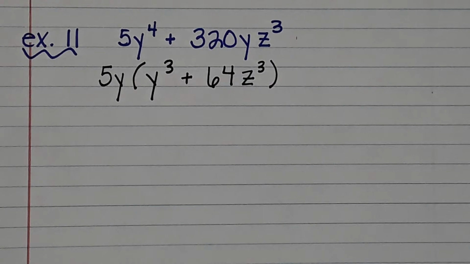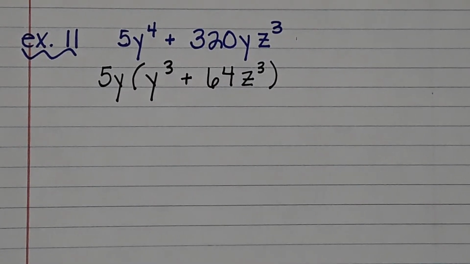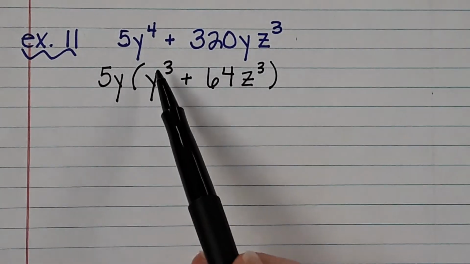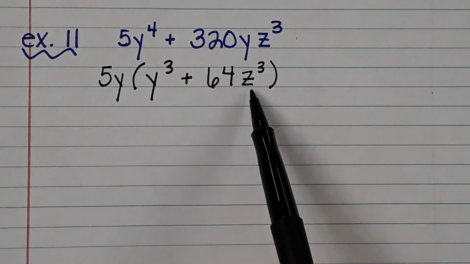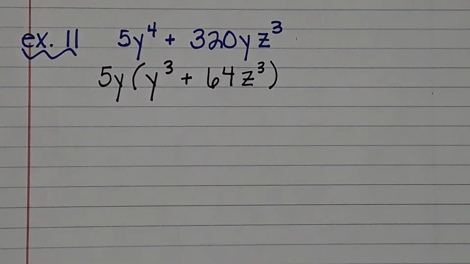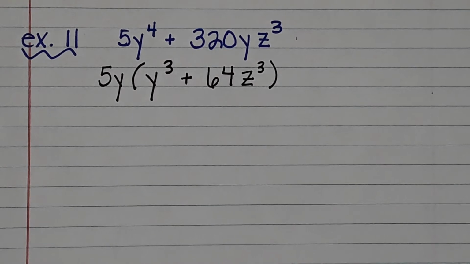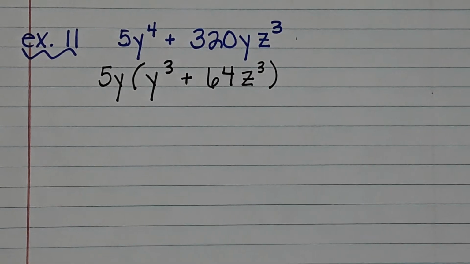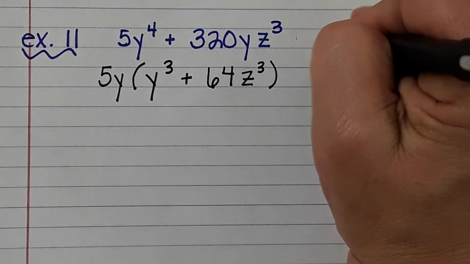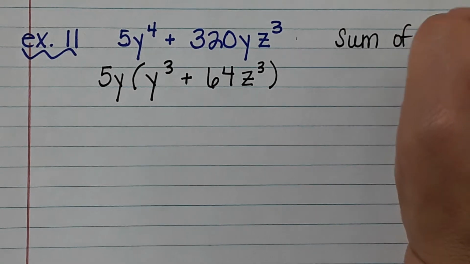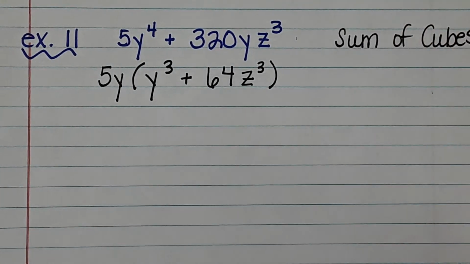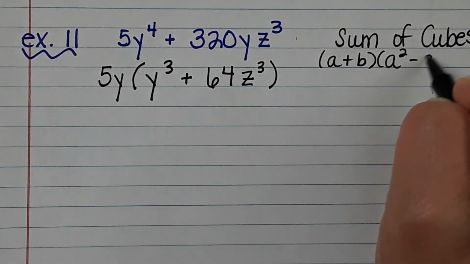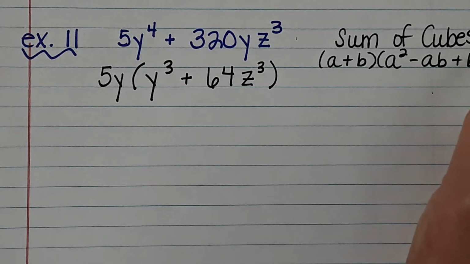Now, anytime you see a cubed, like a 3, you have to ask yourself, is it a perfect cube? So y to the 3rd is a cube, z is a cube, is 64? Is 64 on our chart? Yes. So now we're going to do this. Is this a sum or difference? Sum. This is a sum. Which means it's going to be a plus b times a squared minus ab plus b squared.